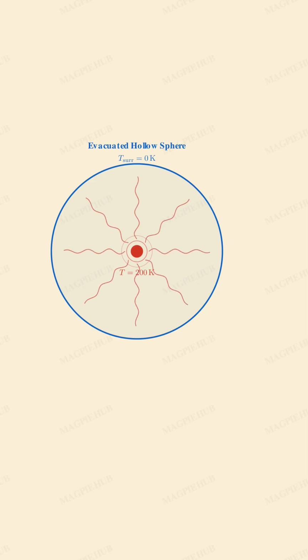A small object is placed at the center of a large evacuated hollow spherical container. The container is maintained at 0 Kelvin, absolute zero. At time t equals 0, the object is at 200 Kelvin. Since both are ideal black bodies, the object radiates heat outward in all directions. With the surroundings at 0 Kelvin, there is no incoming radiation, only emission from the hot object. The object cools down purely by thermal radiation.